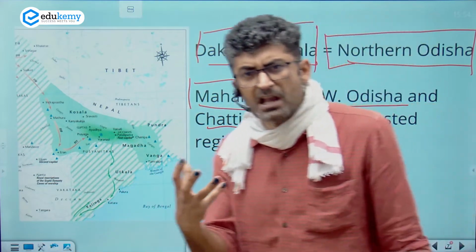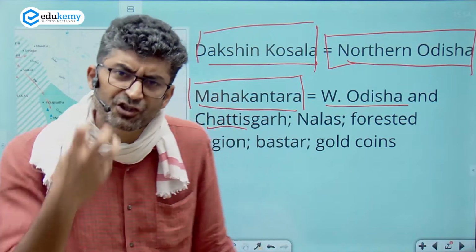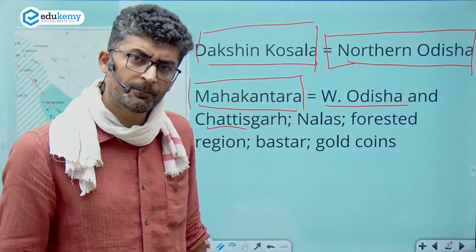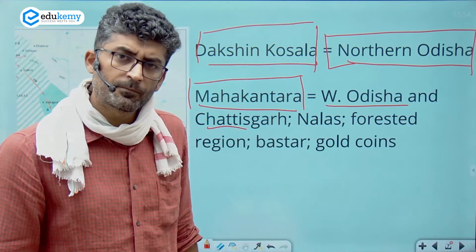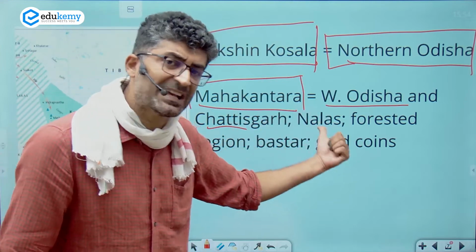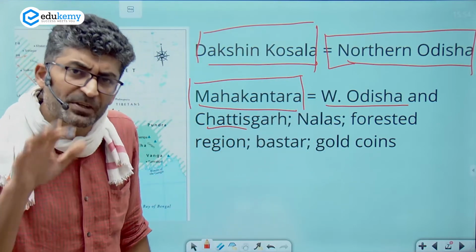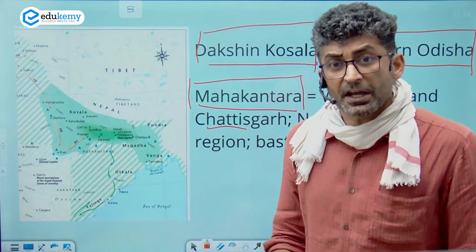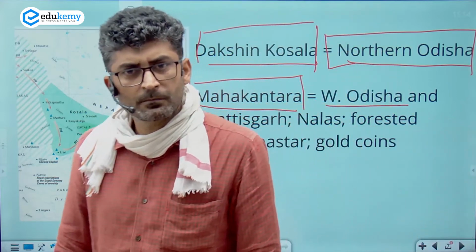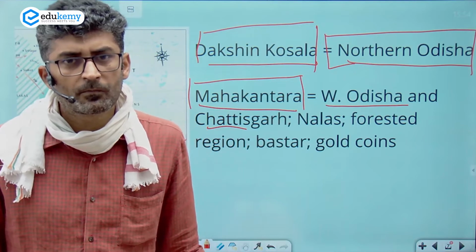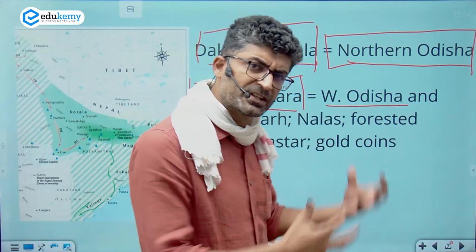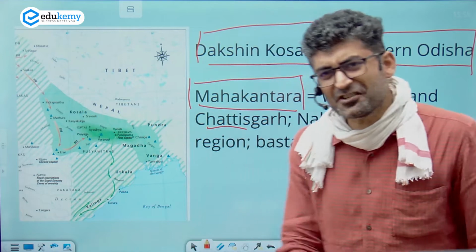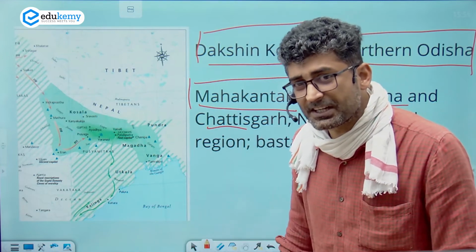Here the Nal kings or the Nal chiefs were in power. This region also includes Bastar. And you would be surprised to know this, that the Nal kingdom of Bastar issued gold coins. We have discovered golden coins from kingdoms of this region. How fascinating, right?